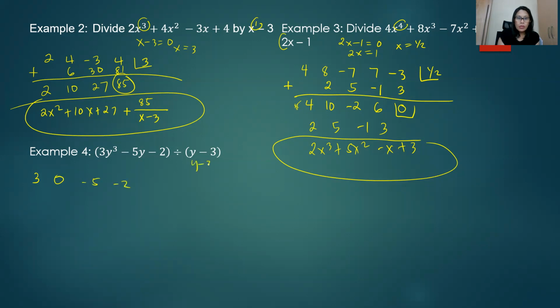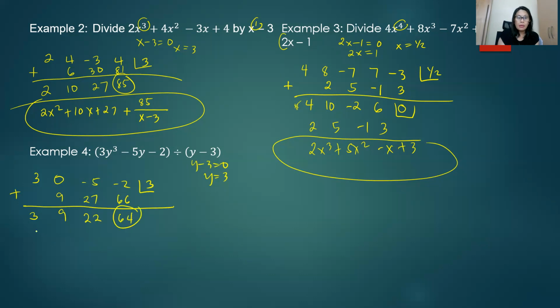And then y minus 3 equals 0, therefore y equals 3. So this must be the value there. And then bring down 3 times 3. We have 9. So everything is addition, plus 0, 9 times 3, 27 plus negative 5, this is 22. Then times 3 is 66. Less 2, we'll have 64. So this is the remainder.